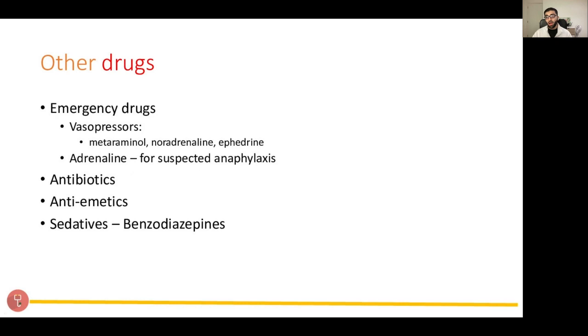Antibiotics we've touched upon. Again, this will be more surgically led. And then you've also got the antiemetics, which we talked about for post-operative nausea and vomiting. You can also give patients sedatives if they are agitated before surgery, such as benzodiazepines. This is very commonly done, especially in children, who can be very anxious before surgery.